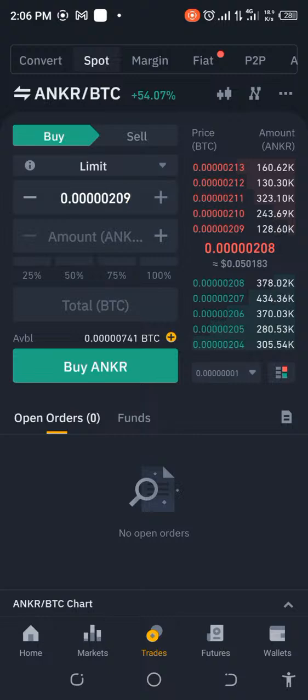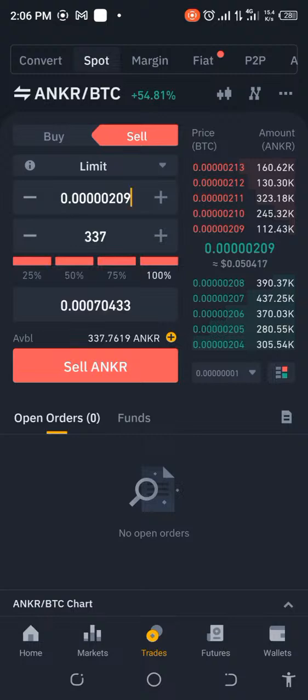I'm going to take this up to 0. That should be 210, or should I make it 211? Okay, I can see it's going up back again. So I'm just going to sell and put everything there. And let's see how this will go.